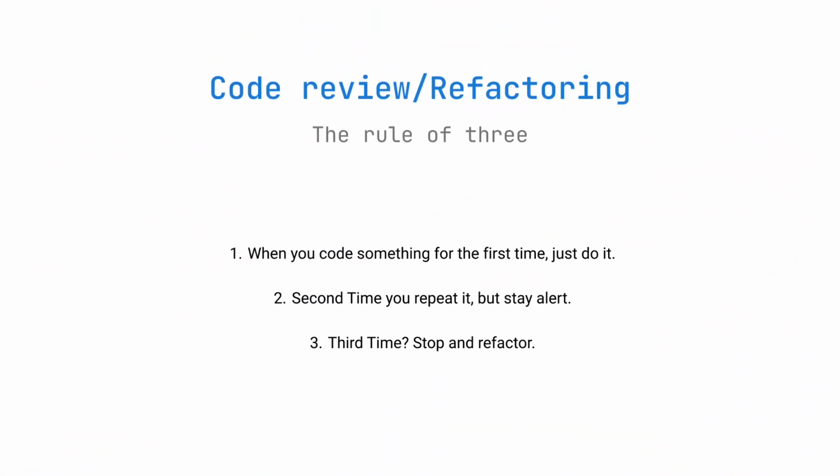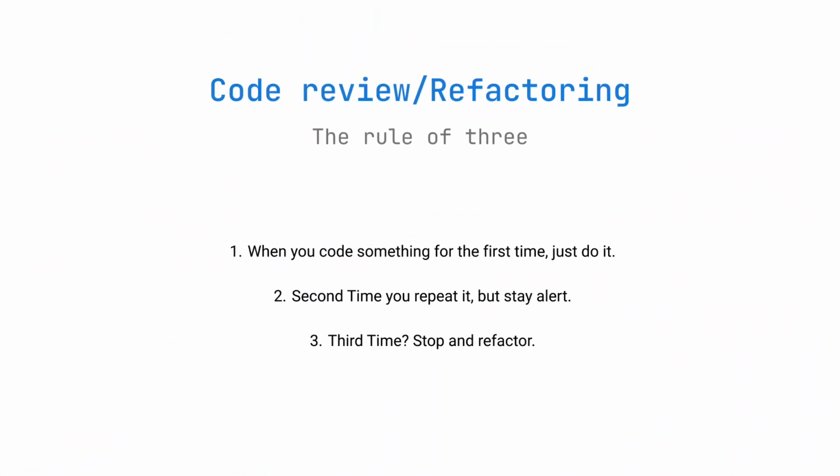And lastly, I have one more extra tip to share with you. It's called regular code review and refactoring. Someone might call it the rule of three as well. When you code something for the first time, just do it. The second time, you repeat it, but stay alert. The third time, stop and refactor.